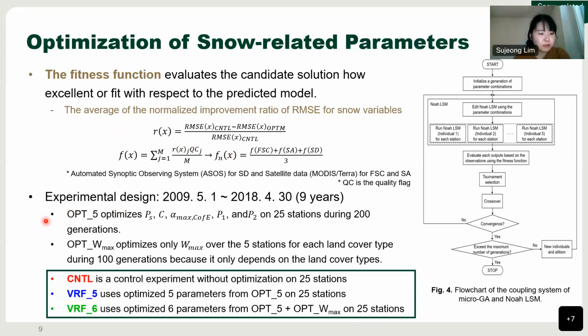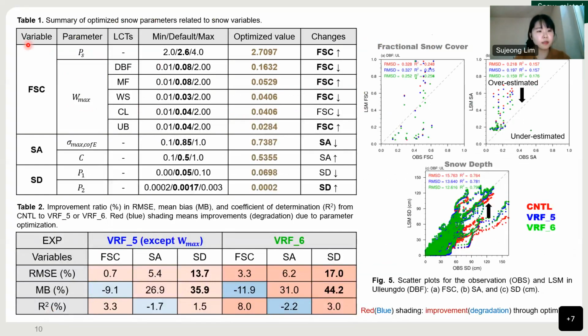We run separate optimization experiments here using 5 parameters and the Wmax parameter, because this parameter is only dependent on the land cover type, so we separate 2 optimization experiments. After that, we verified them with the following experiment. CNTL experiment is a control experiment without optimization. PRF5 uses optimized 5 parameters, and PRF6 uses optimized total parameters.